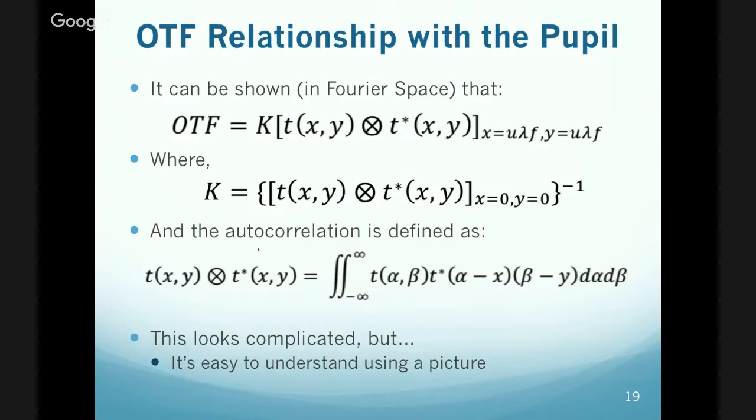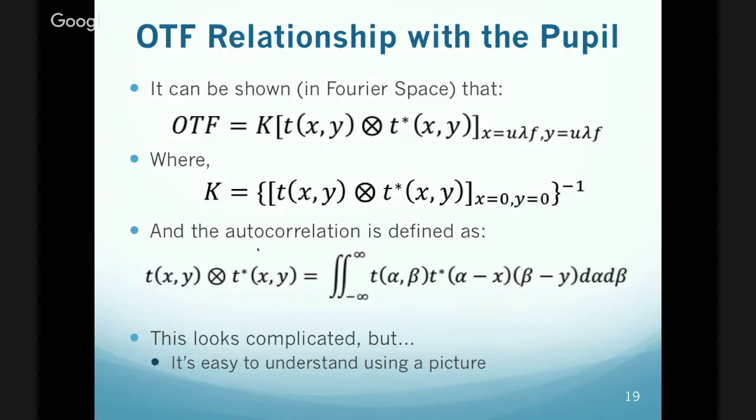The autocorrelation is very, very similar to a convolution. In a convolution, we slide one function over another and take the area, but we actually flip one function and then slide it. In the autocorrelation, we don't flip it. Intuitively, it's a little hard to understand what that is, and it looks complicated, but it's easy to understand using a picture. So, I don't expect you guys to fully digest that slide.